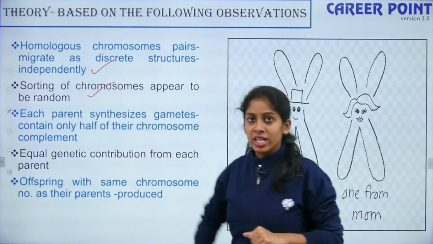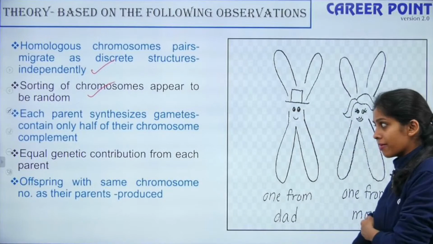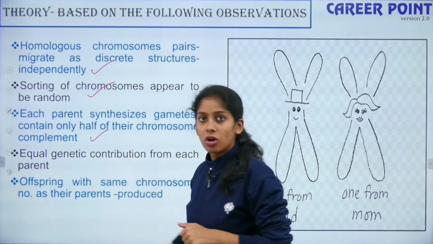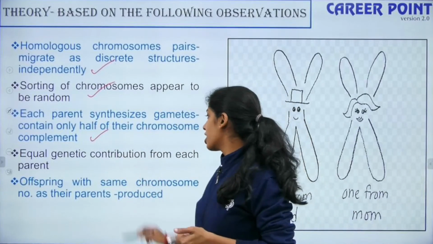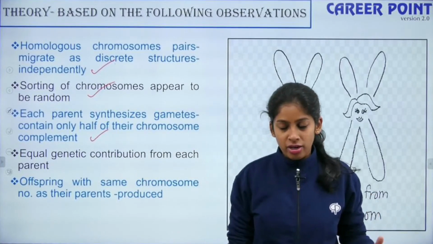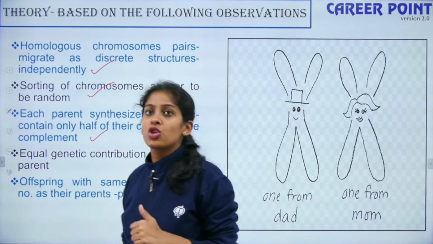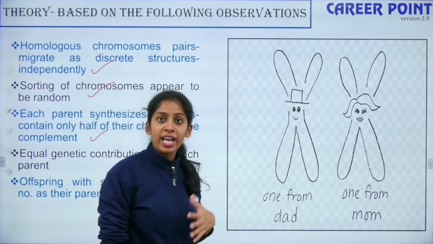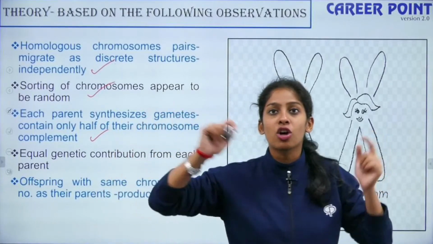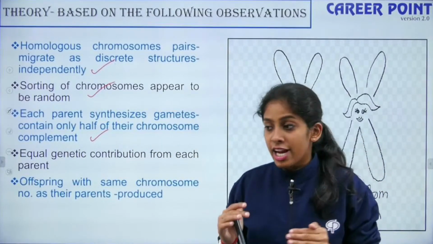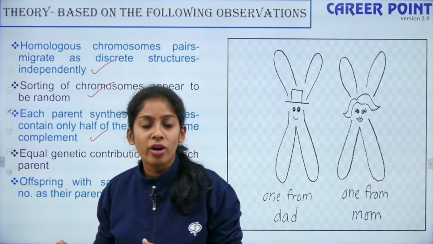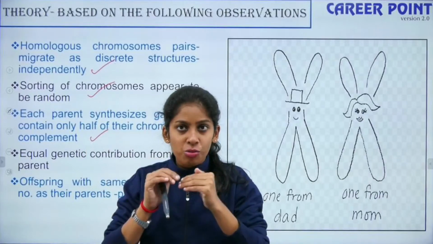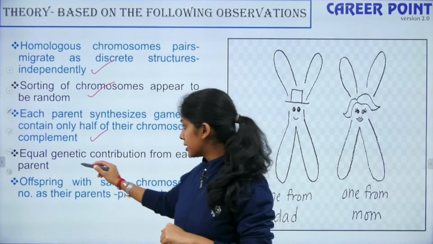Point number 3: each parent synthesizes gametes that contain only half of their chromosome complement, which is already explained. Equal genetic contribution from each parent. Equally, the parents contribute to the genetic information. What you are today, your height, your features, everything is the equal contribution from both your parents. It is not that only one parent is given more advantage. The gene in that parent might be dominant, but the contribution is equal from both parents.